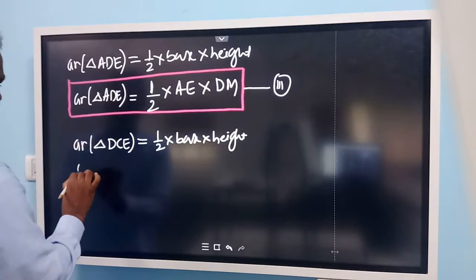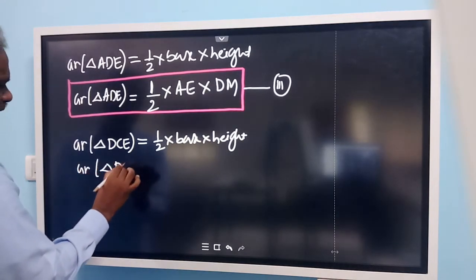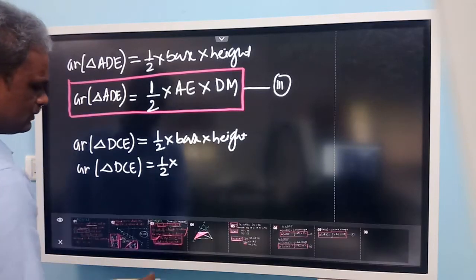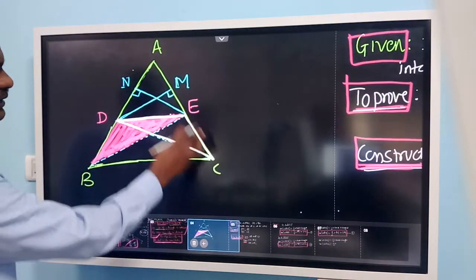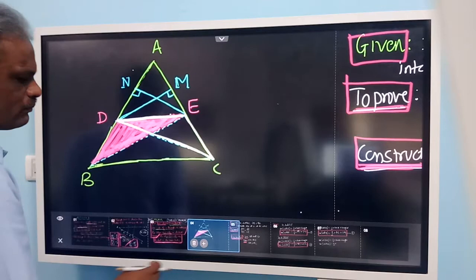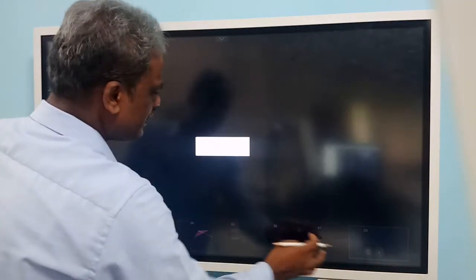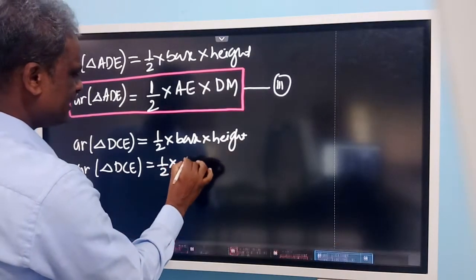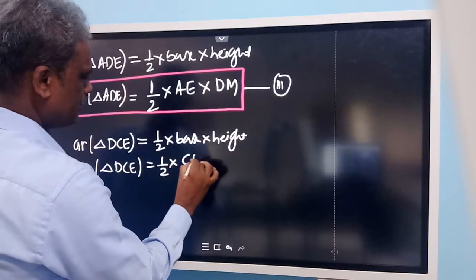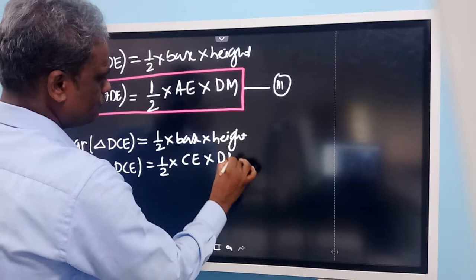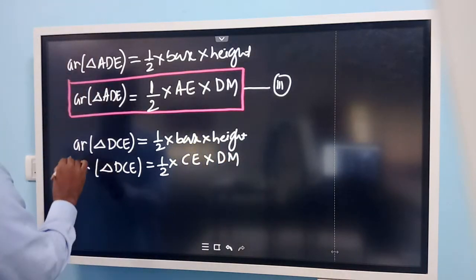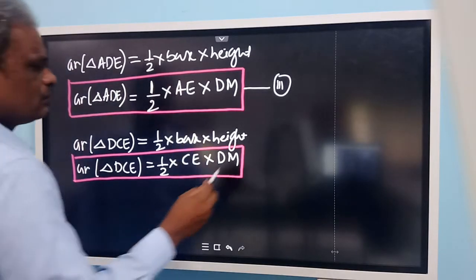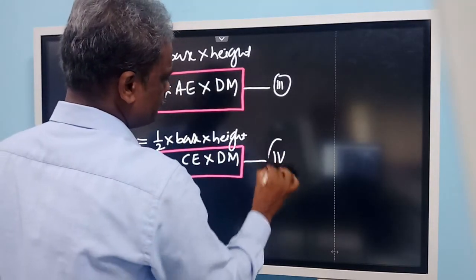So I will write area of triangle DCE is equal to half into base here. What is the base I have taken here? CE. Altitude is DM. So you can take CE into DM. Base here CE into DM. So this is another equation. We call this as 4 now.